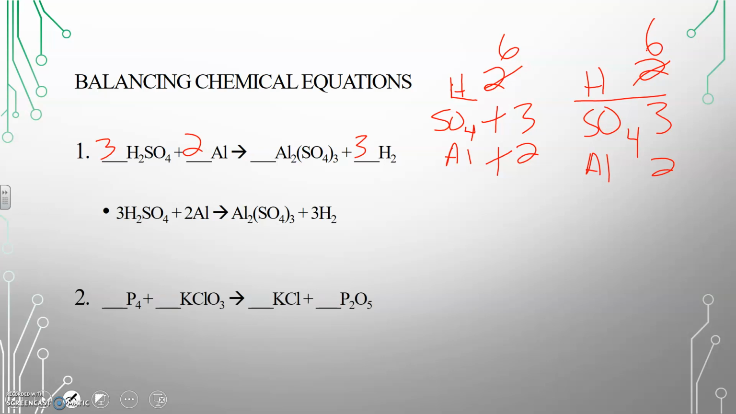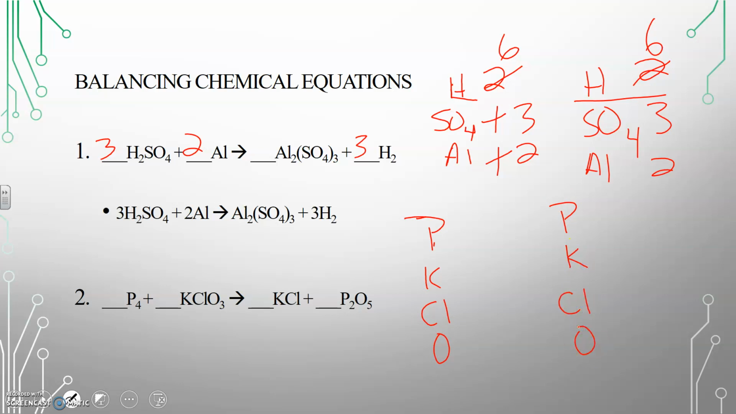We have P4 plus KClO3 yields KCl and P2O5. So in this case, we cannot keep our polyatomic ion, the ClO3, the chlorate, together because it splits. The oxygens are going to get ripped off and then go to join the phosphoruses. So let's go ahead and write out all of our elements, and go through this one.